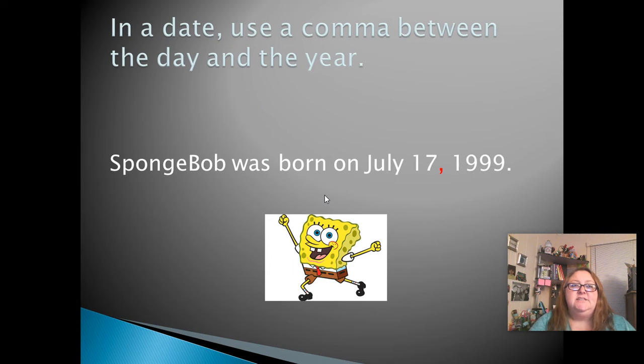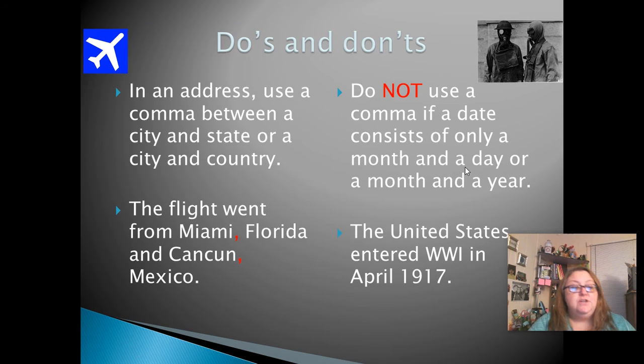In a date, use the comma between the day and the year. For example, here's SpongeBob talking about his birthday. SpongeBob was born on July 17th, 1999. It has the month, July, the day, the 17th, and the year, 1999. We need the comma after the day and before the year. Here are some do's and don'ts.